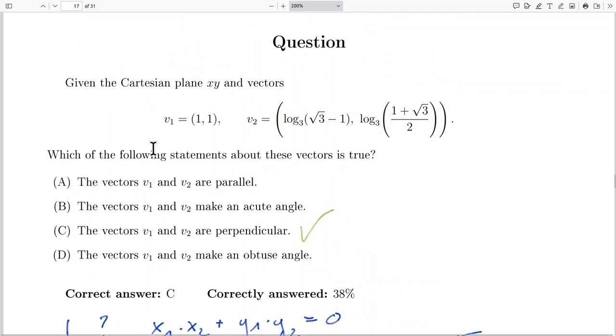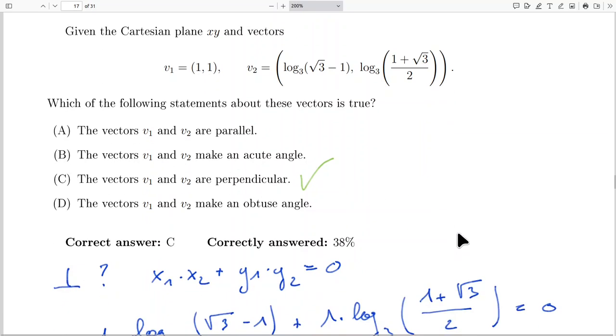Okay, so the question is, given the Cartesian plane x, y and vectors v1 = (1, 1) and v2 = (log with base 3 of (square root of 3 minus 1), log with base 3 of ((1 plus square root of 3) all divided by 2)). Which of the following statements about these vectors is true? They are parallel, make an acute angle, obtuse angle or perpendicular.